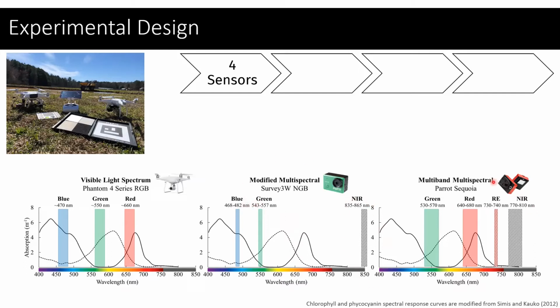It's about $400. And then this is our multiband multispectral sensor called the MicaSense Parrot Sequoia. This is a really nice sensor because each one of the green, red edge, and near infrared wavelengths has its own dedicated sensor, which is really nice. This is a little bit more expensive, about $4,000.